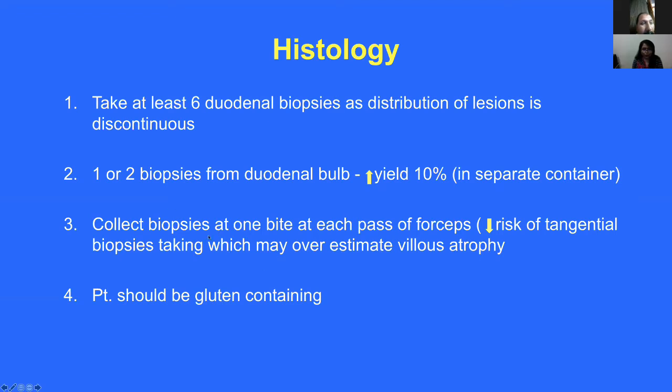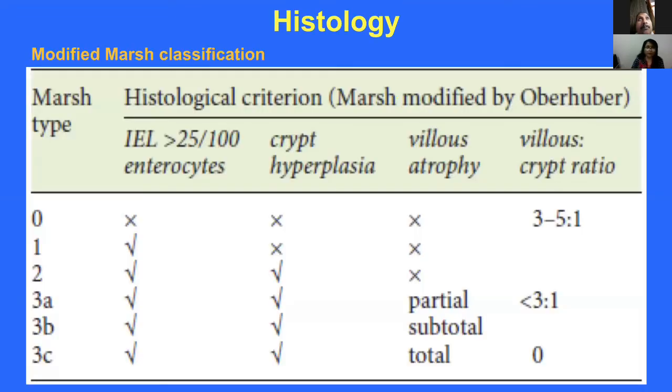And the patient should be on a gluten-containing diet. Why? Because if the person is already put on a gluten-free diet, the histological changes may revert over a period of time, and we may not diagnose celiac disease if the patient is already on a gluten-free diet in spite of taking duodenal biopsies.